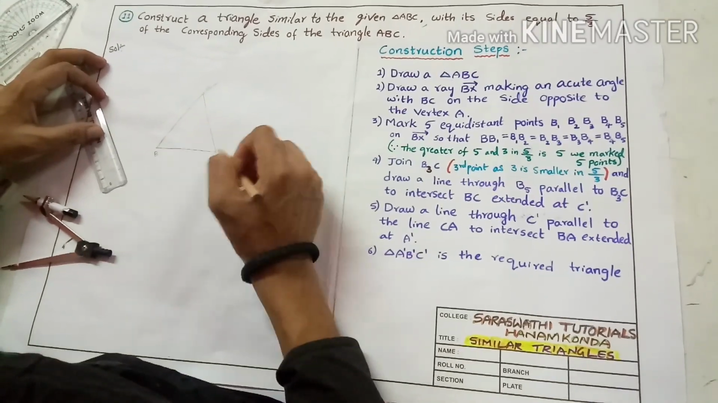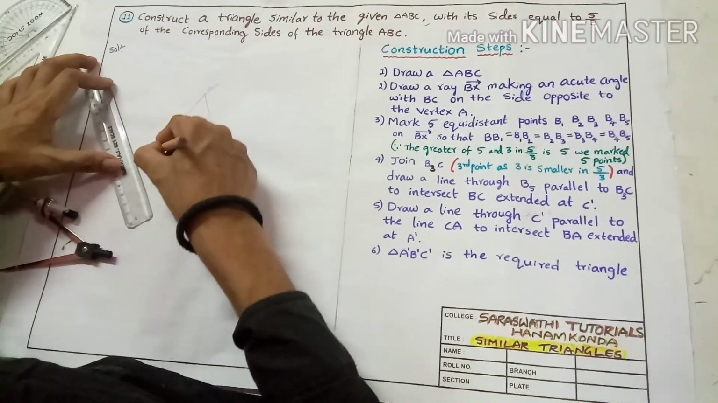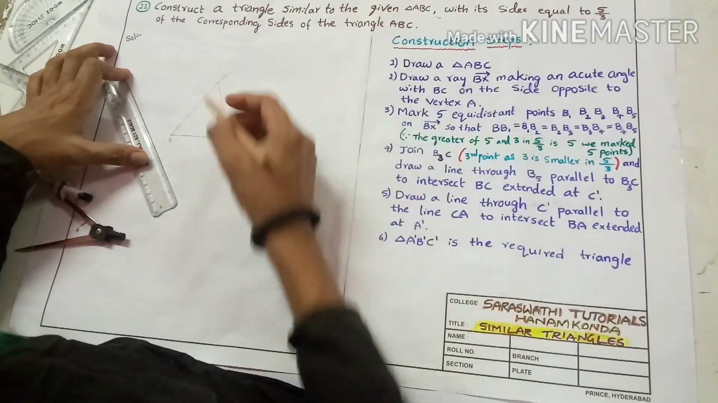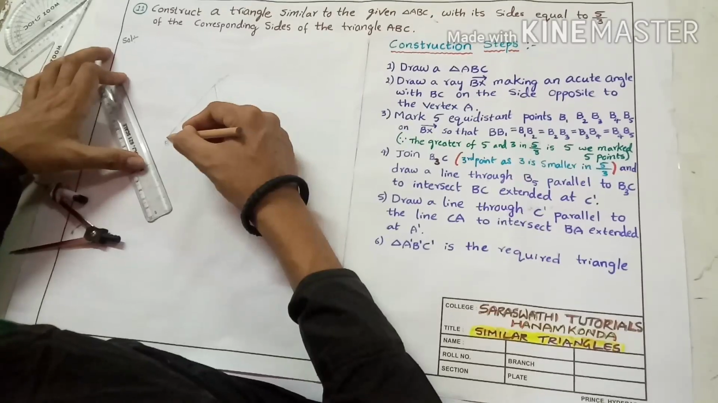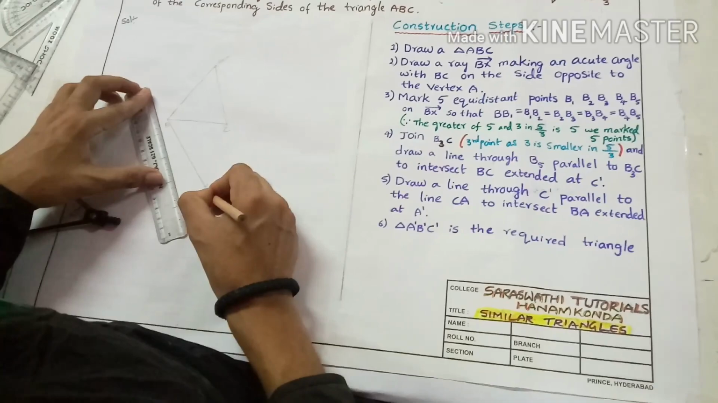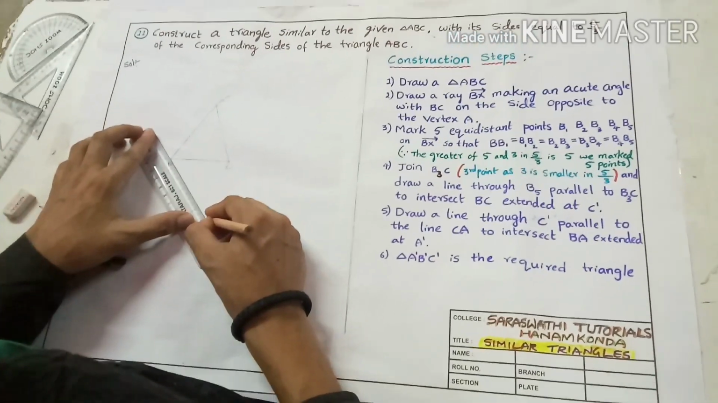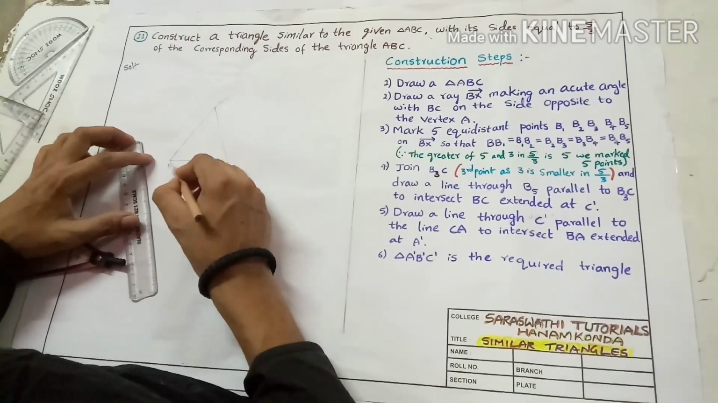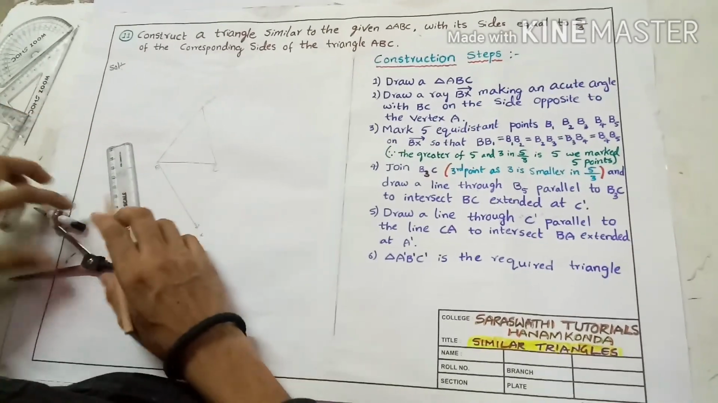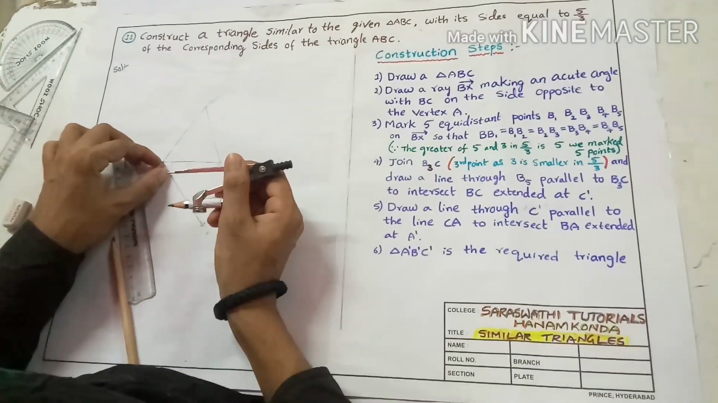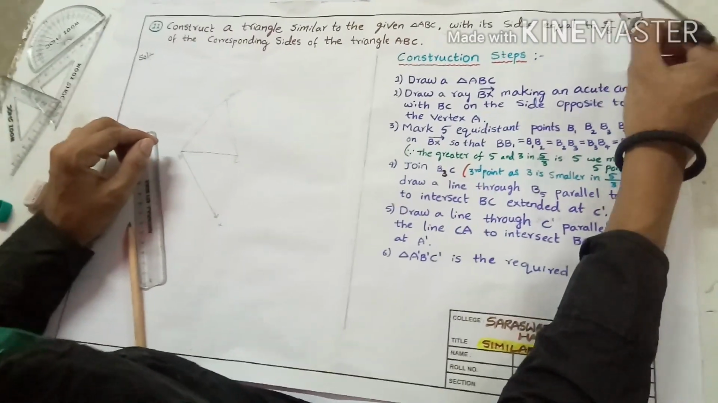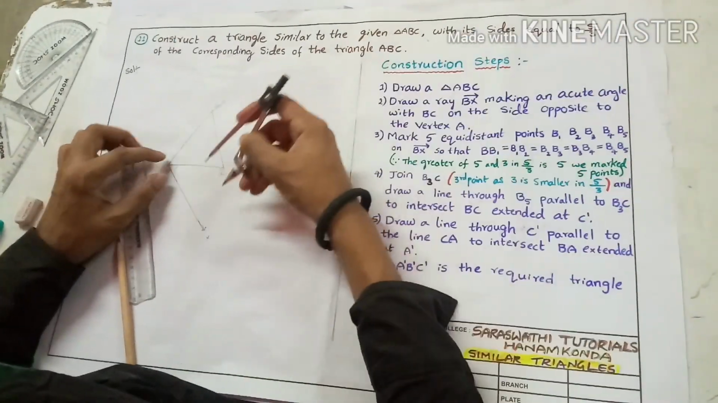The first step is, we have drawn the triangle ABC, and from B draw a ray BX making an acute angle with BC on the side opposite to vertex A. So this ray BX makes an acute angle with BC, that means angle CBX must be less than 90 degrees. From B mark 5 equidistant points. Since the required ratio is 5:3, the greater value, the numerator, is 5, so we are taking 5 equal points.